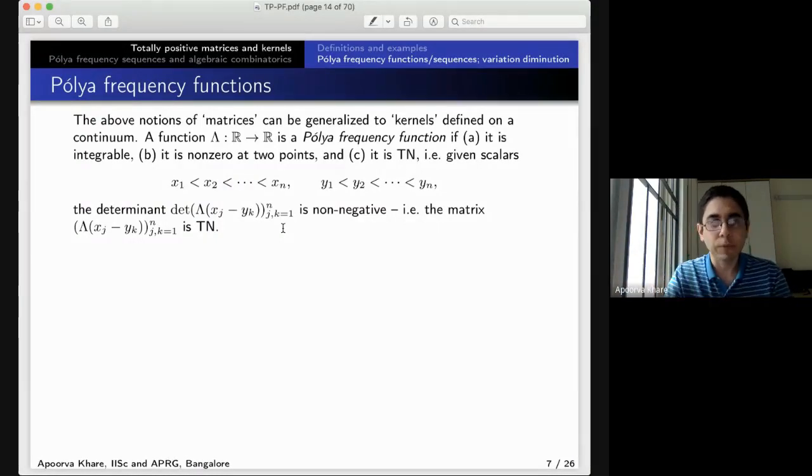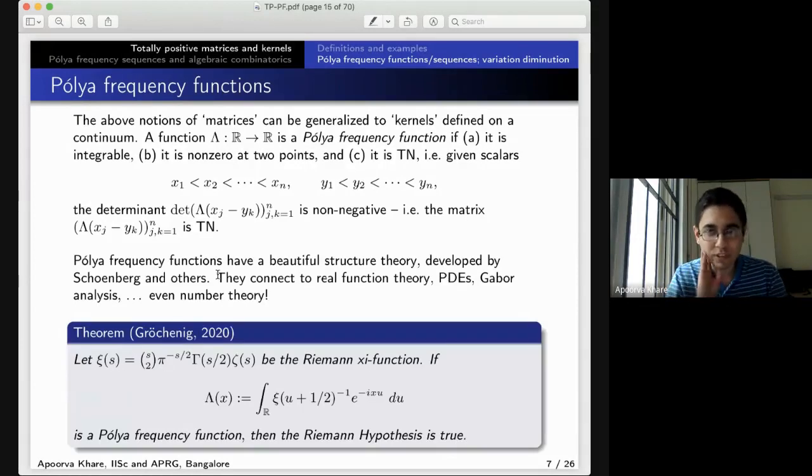Yeah. So this is a Polya frequency function, and they have a beautiful structure theory, which I won't get into this time. I sort of talked about it last time. And that was developed by Schoenberg and others. And here is one interesting result that they connect to. This is a result that appears in a preprint by Karl-Heinz Groschnig, I think, last month or in July. It says the following: let psi be the Riemann psi function. If this inverse Laplace transform, the Mellin transform, if you will, of this function is a Polya frequency function, then the Riemann hypothesis is true. And vice versa. This is if and only if the Riemann hypothesis. So it's as hard or as easy as the Riemann hypothesis.